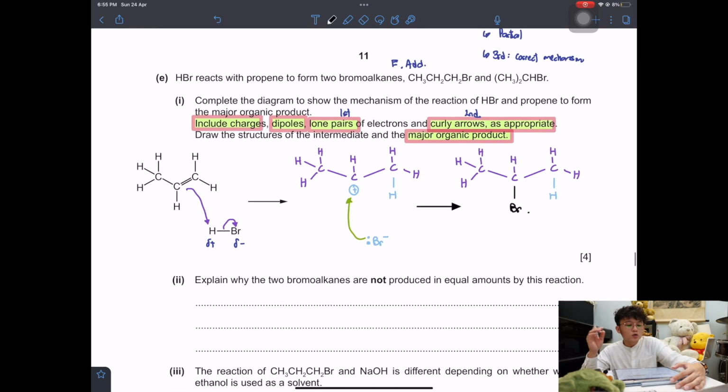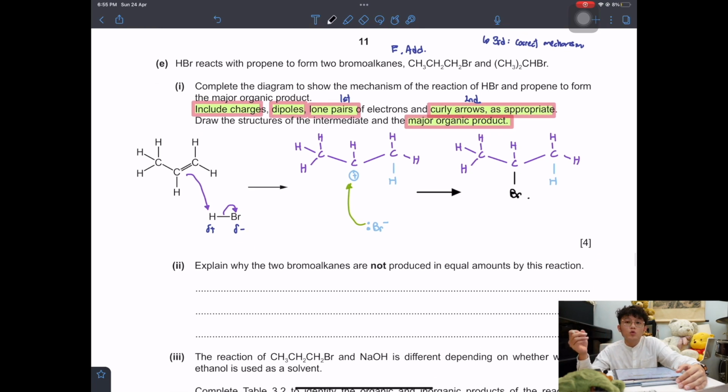Okay, guys, explain why 2-bromoalkanes are not produced in an equal amount. Why is it so? Why is this major? Basically they're asking you why this is a major product. It's very simple. Always remember this question, it always comes out in the exam.